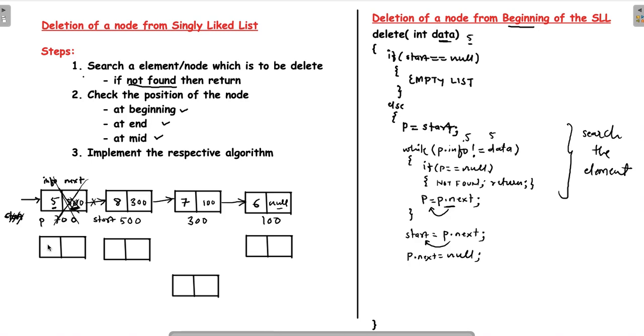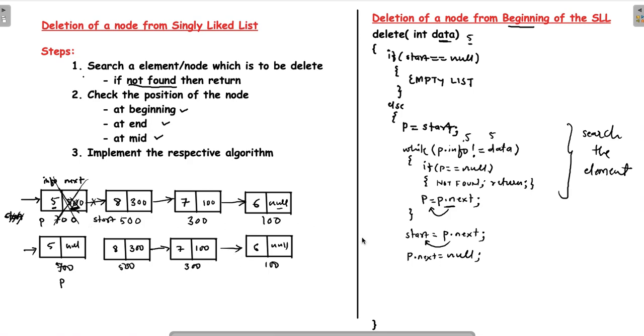So let us write this entire list again. 5, this becomes your null because this is the 700, and this is your P. Then this is 8, 300, 500. I have mistakenly moved this, so I'll rearrange it. So this is 8, 300, 500. It is pointing to 7 whose next address is 100 and its own is 300. This is 6, this is null, and this is 100, and it is pointing to this.